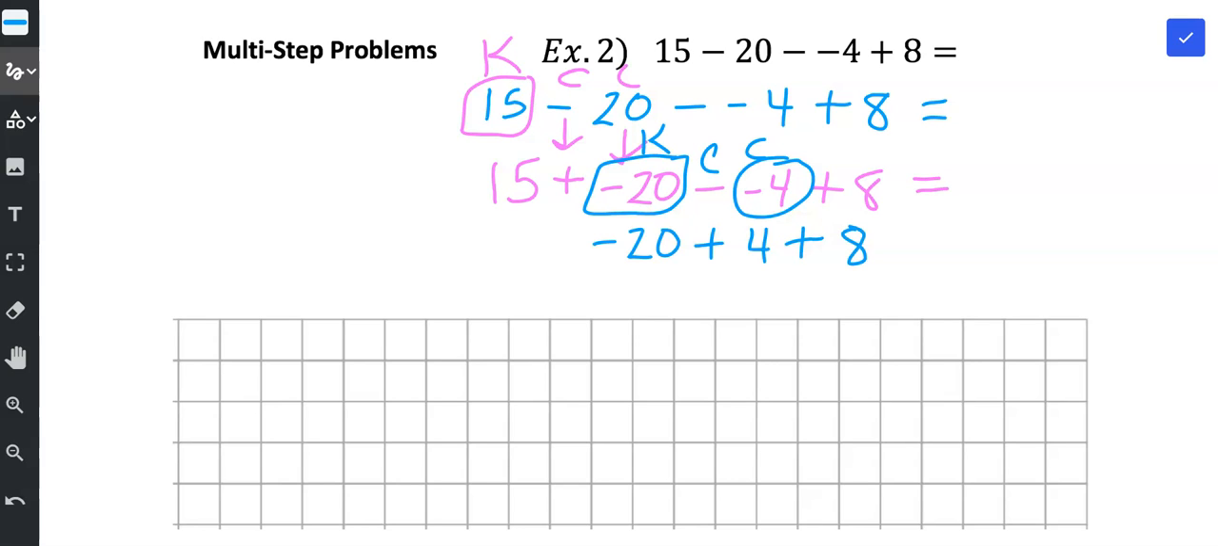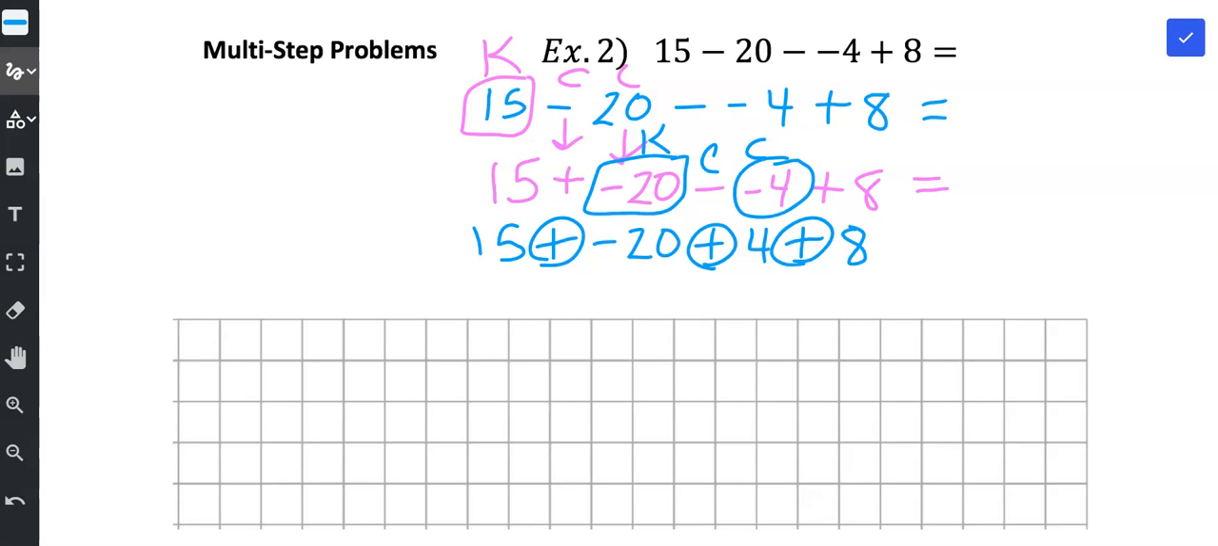And then I copy the adding of the 8, and then in front of this it still says 15 plus a negative 20. Remember, I changed it from 15 minus 20 to 15 plus negative 20. Now I have an addition sign between all of these four numbers. So now it's time for us to add.